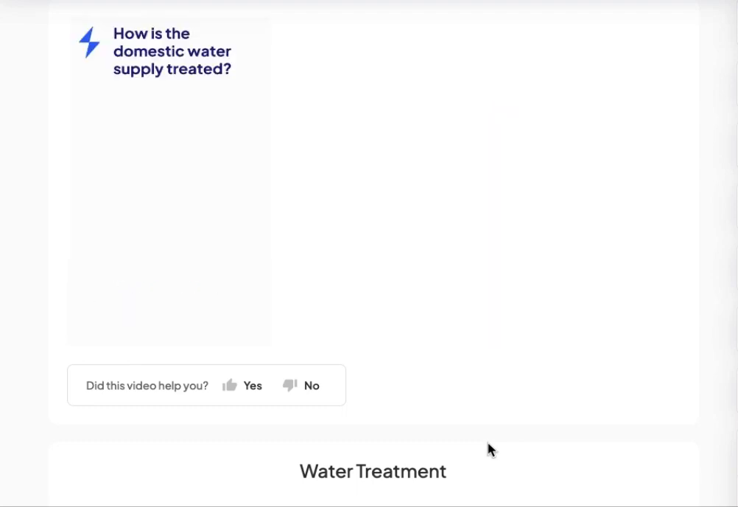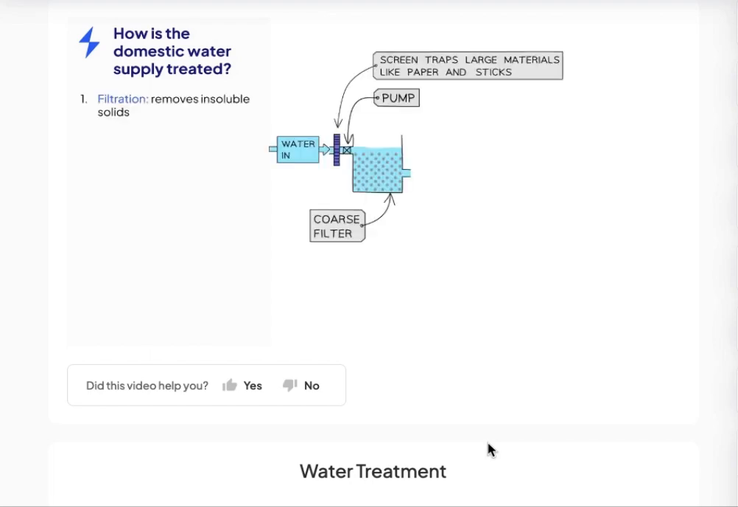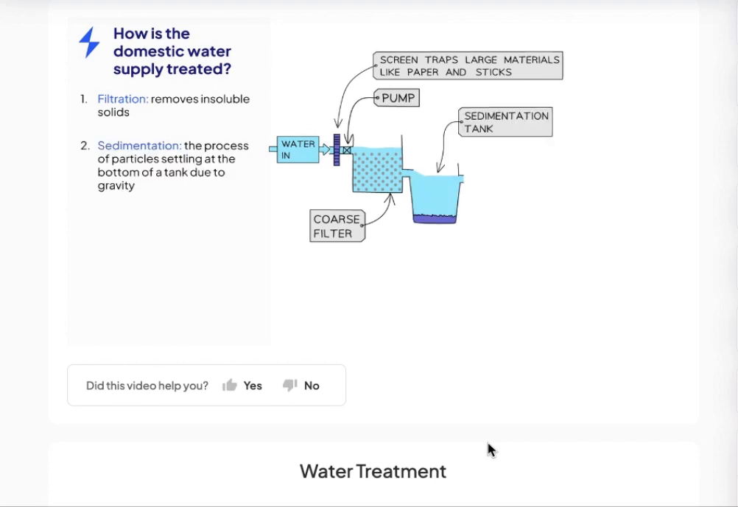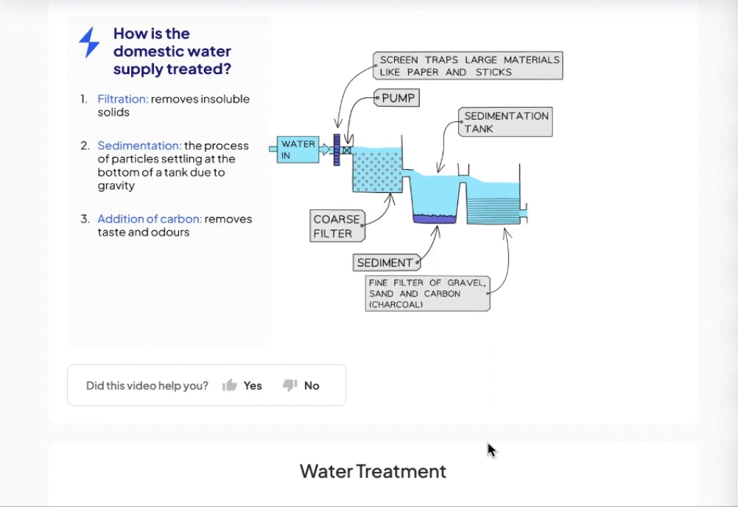Water supplied to our homes is taken from rivers and reservoirs, so it needs to be treated to remove impurities and kill any bacteria. The first step in this process is to filter the water to remove large insoluble solids. The remaining water is then pumped into a sedimentation tank where solid particles of mud, sand, and other substances will fall to the bottom of the tank due to gravity and form a layer known as sediment. The top layer is further filtered to remove smaller solid particles, and the water is passed through carbon to remove any taste and odours.